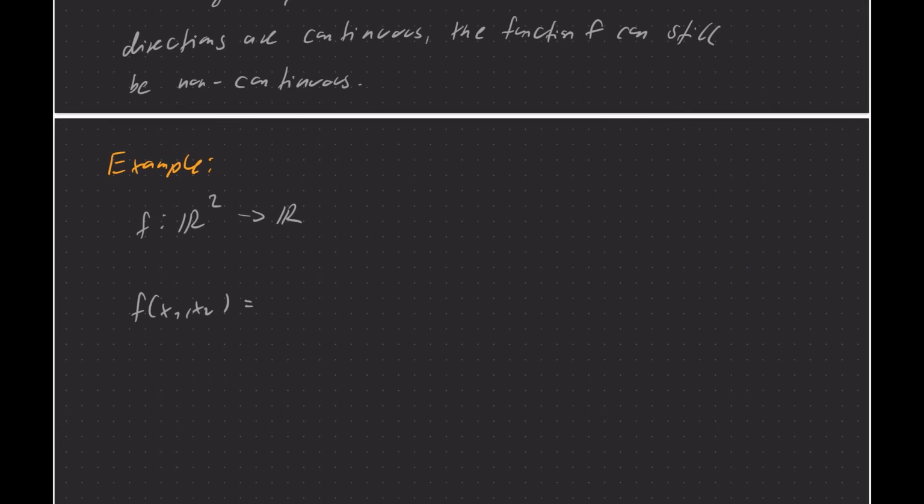is usually defined by the expression x1 squared times x2 divided by x1 to the 4th plus x2 to the 2. And of course this definition only holds as long as x is not the origin. Otherwise we cannot divide by 0. So if x is the origin, then we simply say the function value is 0. Okay? So that is the definition of the function.